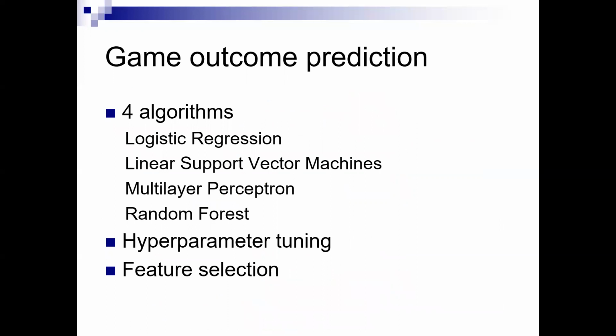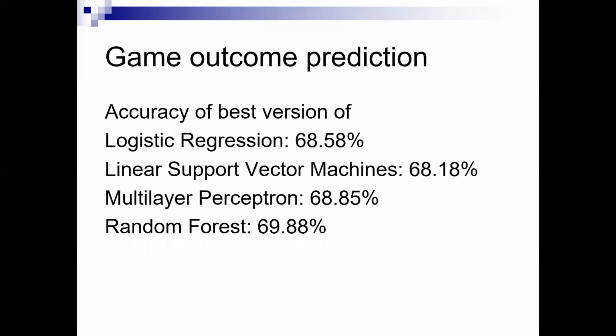For the game outcome prediction, we used 4 algorithms: logistic regression, linear support vector machines, multi-layer perceptron, and random forest. We did hyperparameter tuning for each of those, and we performed feature selection and selected the features that gave the best results. And then we compared these algorithms with respect to their accuracy.